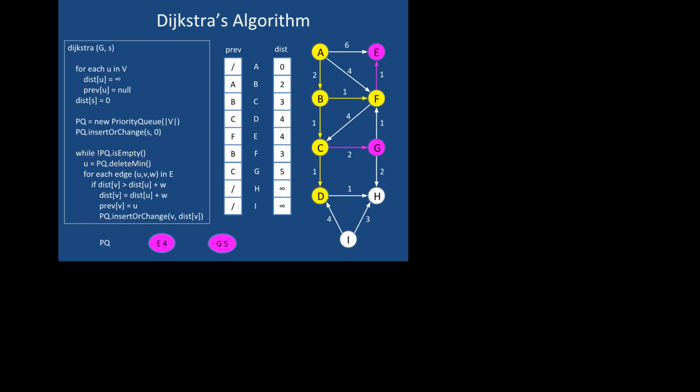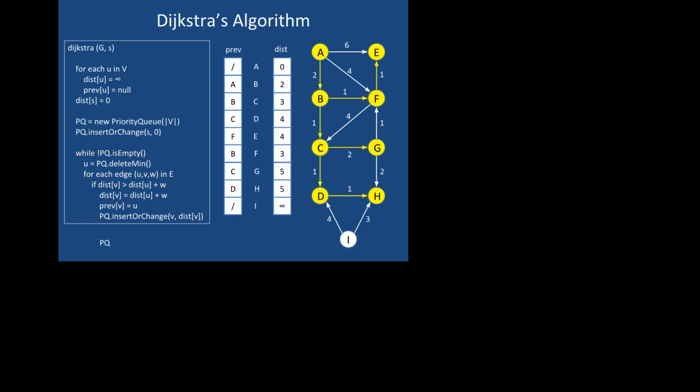Okay. Now we're going to pull out D, and there's only one edge out from D to H, and that's an improvement. Then we pull out, let's see where we were. Oh, we pulled out E. E becomes yellow, but there are no edges out. The next thing we pull out is going to be G, and it has that one edge to H, and it didn't improve on things. And finally, we pull this guy out and no edges. And we're done.